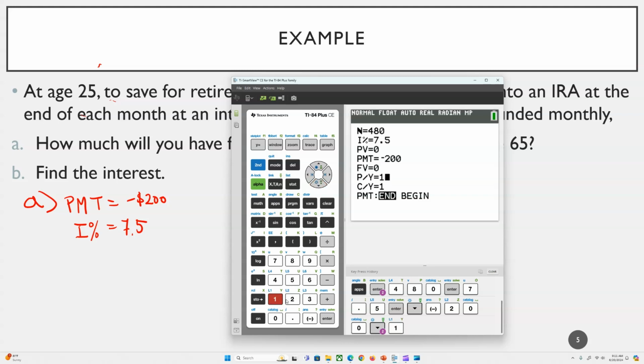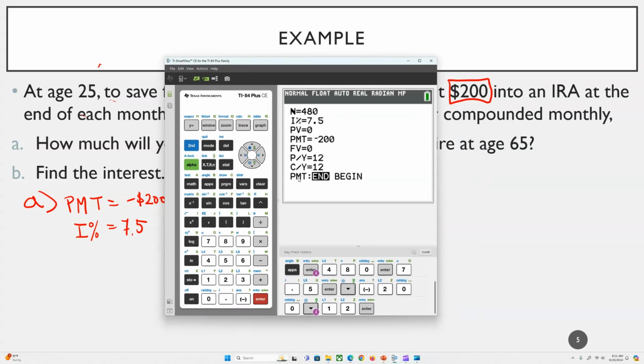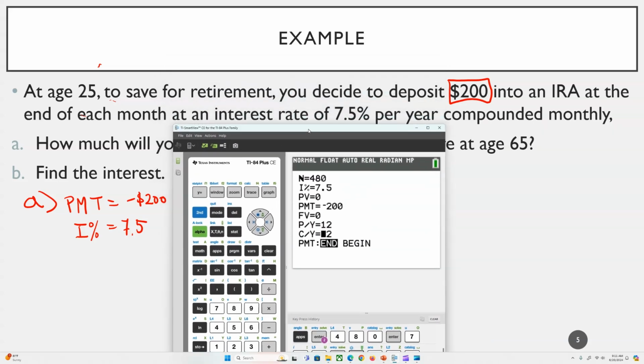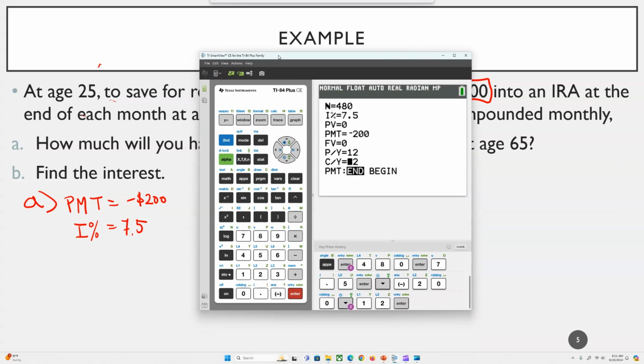Payments per year is 12. You'll notice when I hit enter, it changes compounds to 12. That's good, because it says it's compounded monthly. And then it asks, when is your payment made? Is it made at the end of the month or the beginning of the month? I'm going to do end of month, at the end of each month.